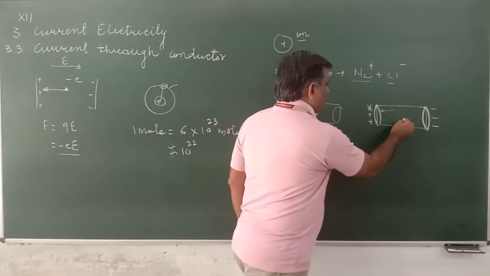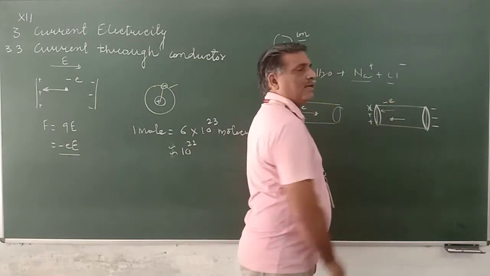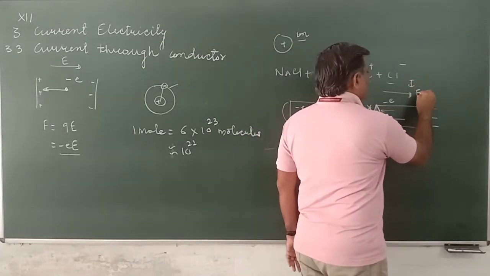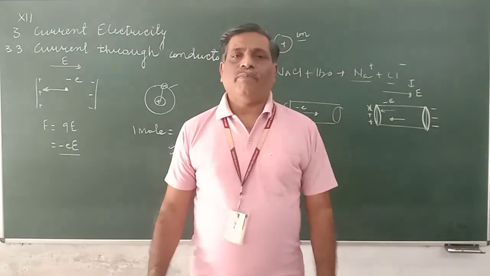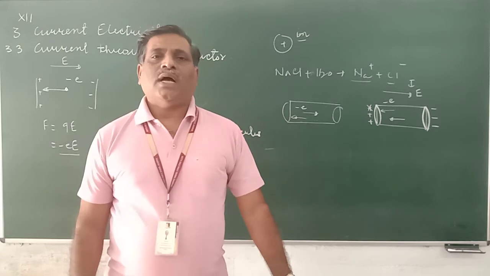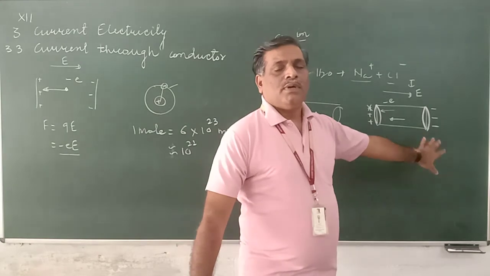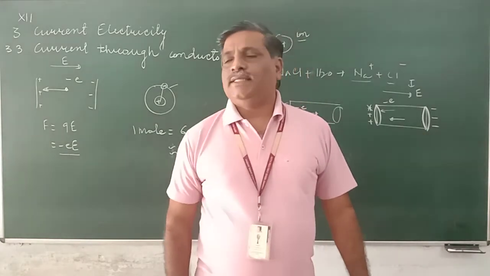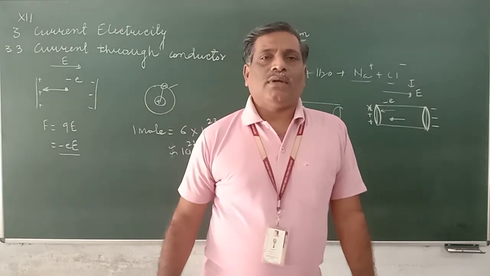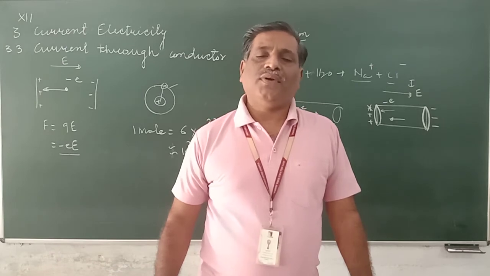In the process of neutralizing this disc, electrons are shifting from here to here, and then current is going in the direction of the field. Here current and field are both in the same direction, but the flow of electrons is in the opposite direction. The complete process of neutralization takes place in a very short time, and therefore the current remains for a short time, a microsecond. It does not remain for a long time.